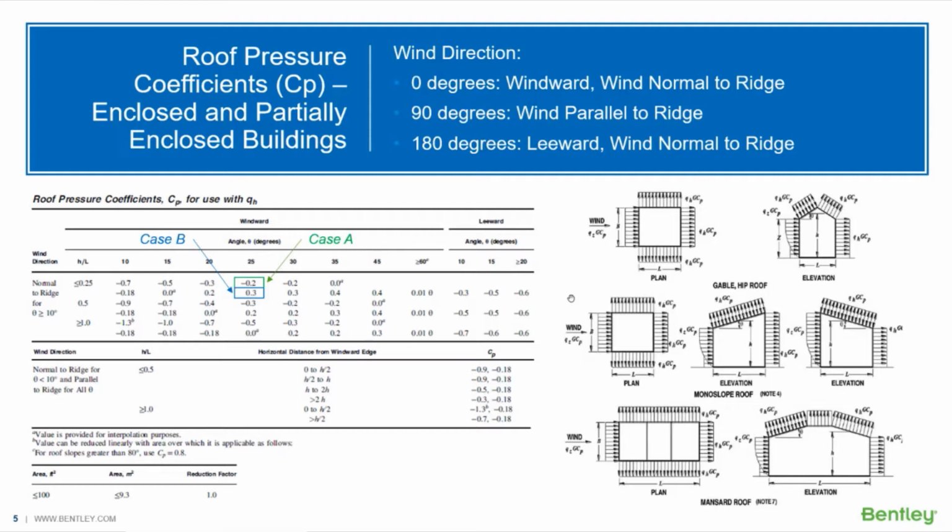When you are specifying your parameters for your roof system, there's a few additional pieces of information you will have to provide the program so it can correctly determine what the roof pressure coefficient will be. This will include the wind direction, whether you are normal or parallel to the ridge of your structure, and whether or not you're working on case A or case B. Now, as far as the angle and the distance from the windward edge, the program will be able to determine this information considering the areas that this wind definition is assigned to.